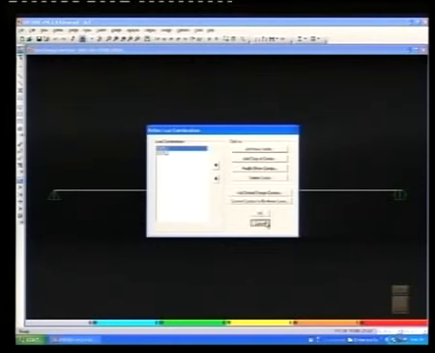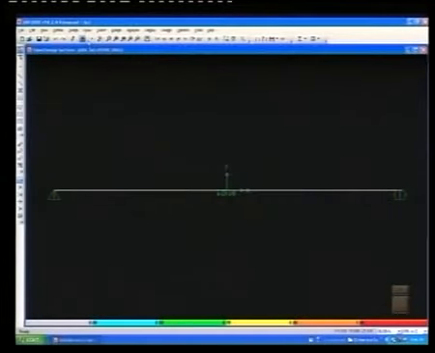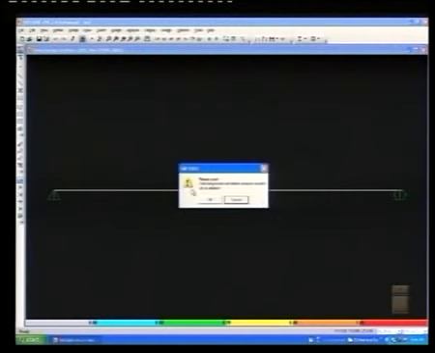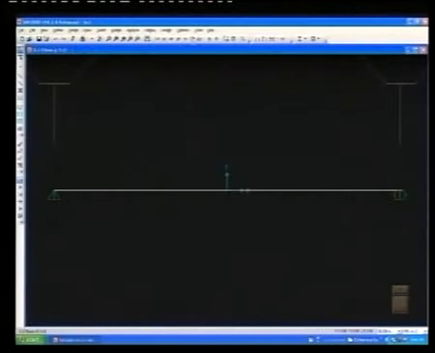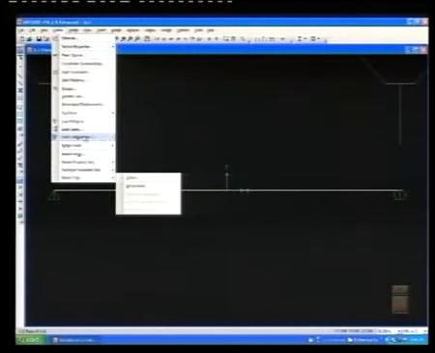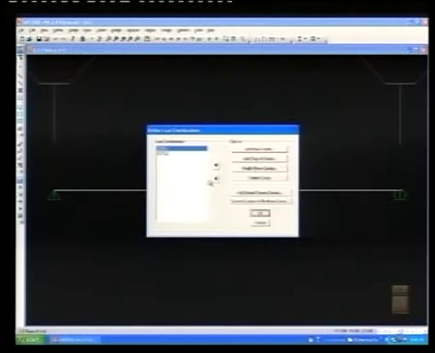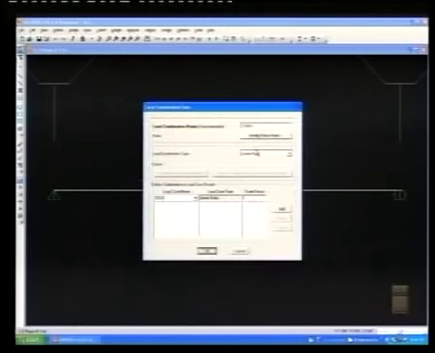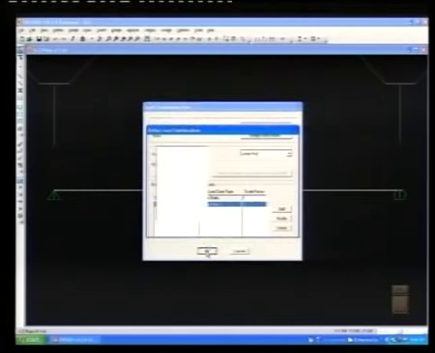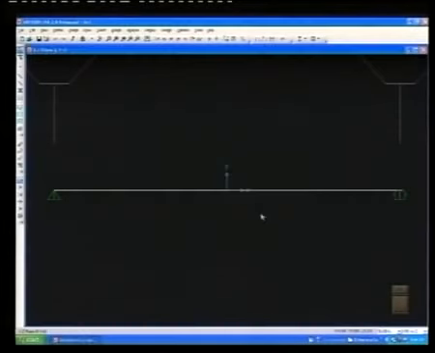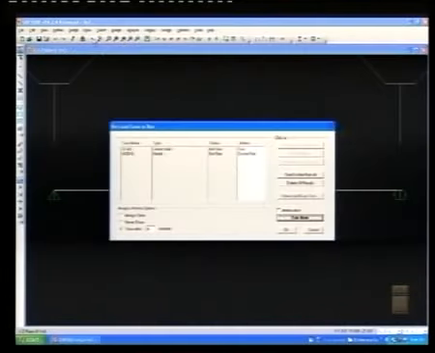Let me cancel these. When we go and define load combinations, we add a new load combination, and we leave the dead load factor equal to what? 1. 1, add, that's it. Okay. And okay. We do analysis.